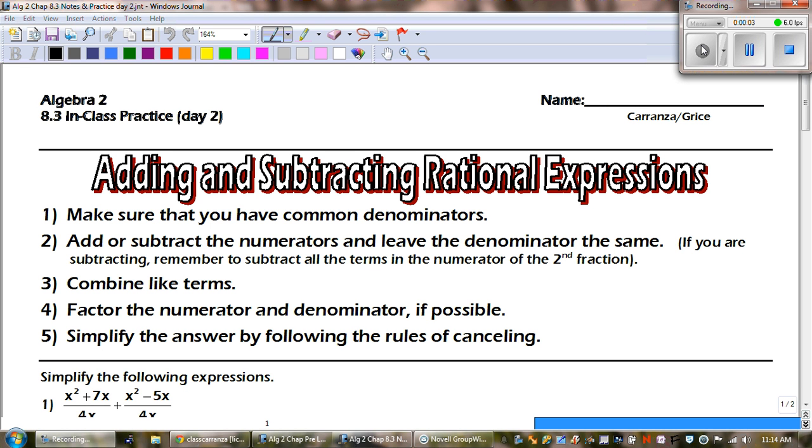Hey guys, this is Mr. Grice for Algebra 2, Unit 8.3 in class practice. Today we're continuing our discussion on adding and subtracting rational expressions.